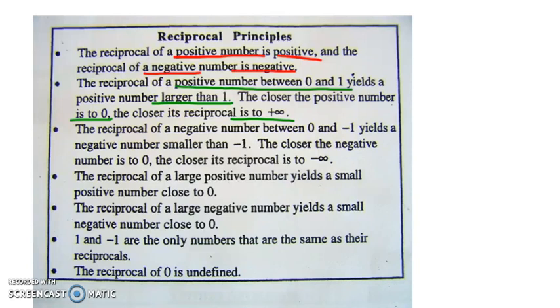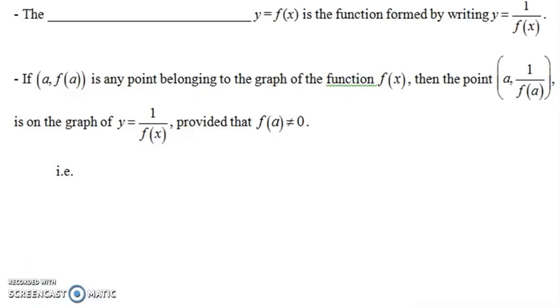Another key one here is that 1 and -1 are the only numbers that are the same as their reciprocals. That's because when you flip them, you still get 1/1. And again, another very key one here is the reciprocal of 0 is undefined. So you really want to make sure you understand that anytime you have 0, 0 does not have a reciprocal. We call that undefined.